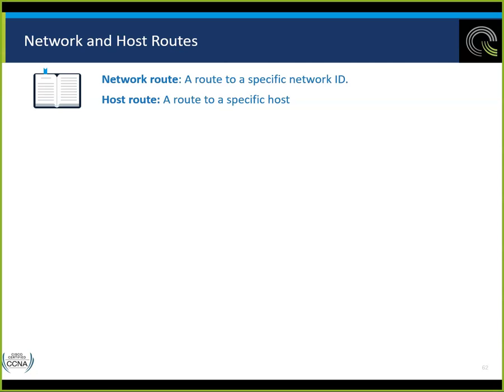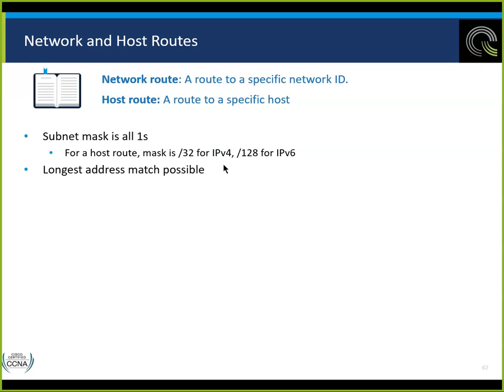The network is going to be the entire length of the address. And when we looked at the show IP route, I was going to say IP interface brief. When we did the show IP route, the ones that were the L's, the locals, which is the interface that it's going to go out to get to the C's, the connected networks, they had a 32-bit mask for a host route. The mask is /32 for IPv4 and /128 for IPv6. All ones in the subnet mask. The longest address match possible, and that's the one that we're going to use always. The longest address match possible.